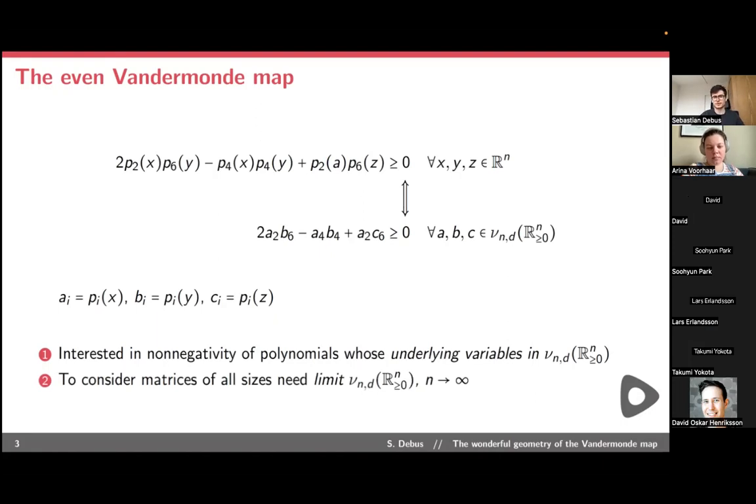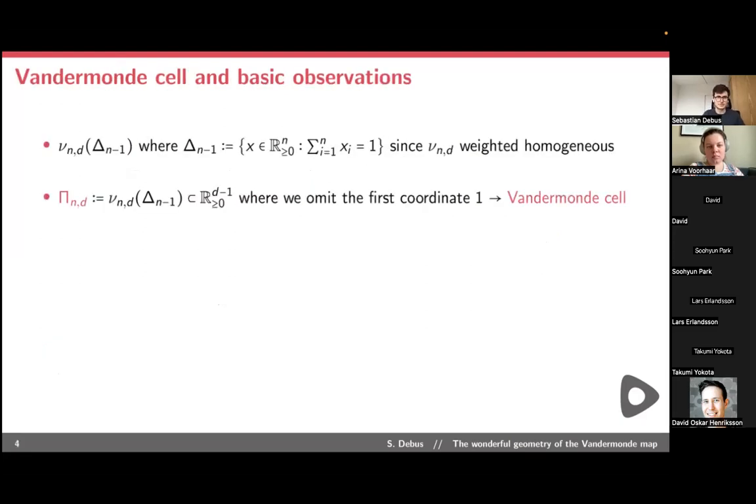And second, we want to understand the behavior at infinity. So we want to plug in matrices of all sizes, and therefore we have to consider the limit of this increasing chain of images when n tends towards infinity, and the degree d is fixed. So this is the notation that I will use and some observations. So we restrict ourselves here to the image of the Vandermonde map restricted to the non-negative orthant. And this is because things get simpler, or the combinatorial structure is more interesting in this case here.